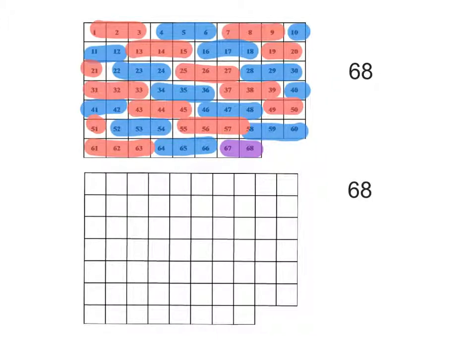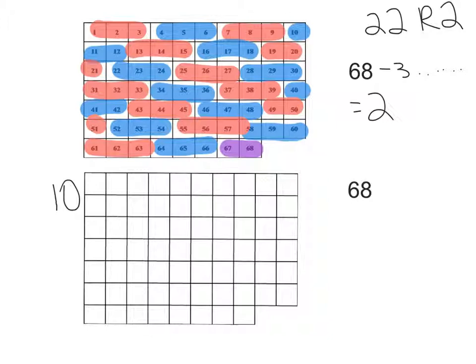So if I am doing 68 divided by 3, I should end up with 22 and a remainder of 2. This is just like subtracting 3 over and over and over again until all we have left is 2. Now, that takes a long time. Let's do it faster. With 68, I'm going to look for friendly numbers. The first thing I can do is look for 10 groups of 3 because I'm still looking for groups of 3 just like I did up here.